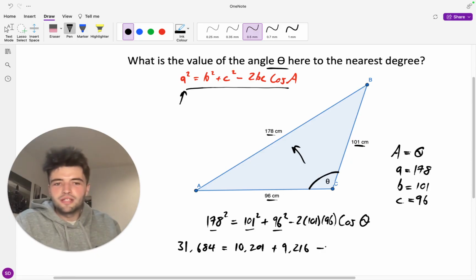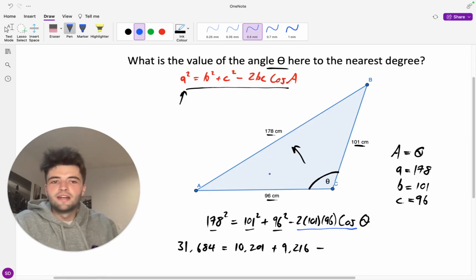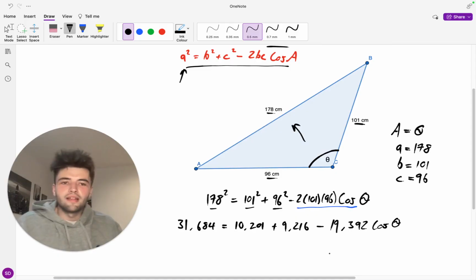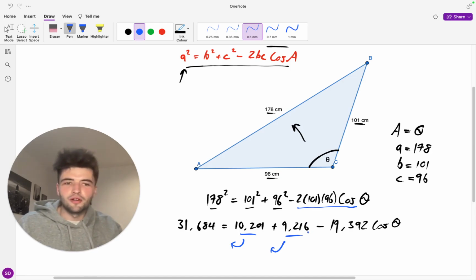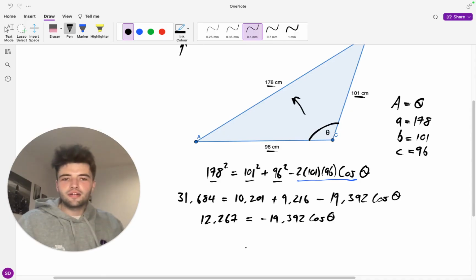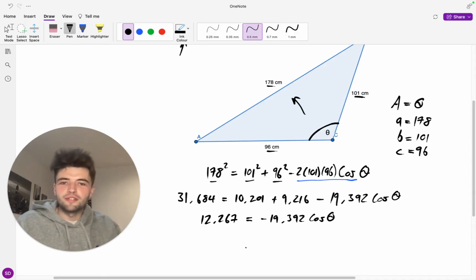But now we just need to move on to dealing with this kind of expression with cos theta. So we have minus 2 times 101 times 96. And so I'm just going to combine all those three numbers, and that is going to give us minus 19,392 times cos theta. So now most of the hard work is done, and we just need to rearrange this. So the first thing I'm going to do is just take over these two numbers, 10,000 roughly and 9,000, over to the left hand side. So I'm going to subtract both of them from the right hand side, and then after that we're going to be dividing across by the number in front of cos theta. And so now our expression is going to look like this. So it's beginning to take shape a little bit.